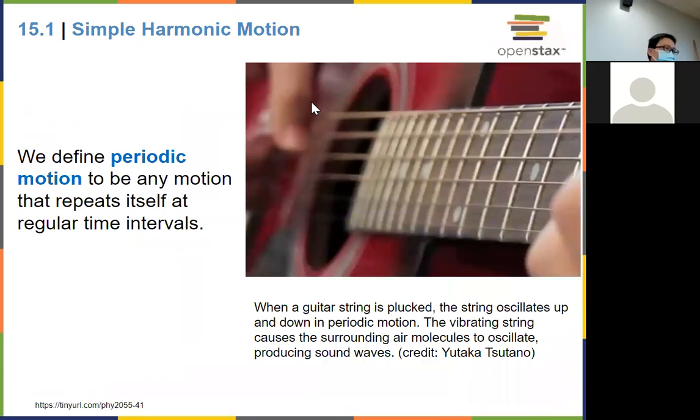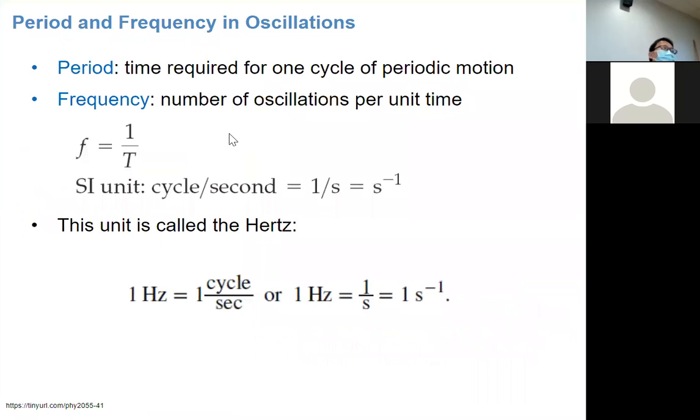All right, so in our daily life, there's a lot of motions that repeat itself, right? So for example, for guitar strings, if you pluck it, then it will vibrate, come back and forth, okay? So any motion that repeats itself at regular intervals is called periodical motion, okay? And the time that it takes to repeat itself is called the period. So that means how much time it takes to repeat a cycle.